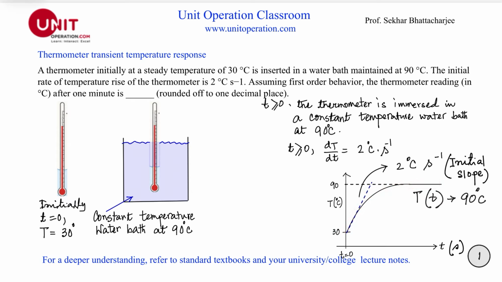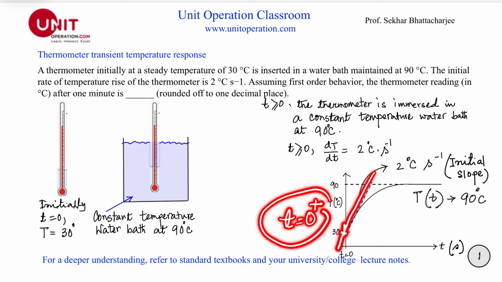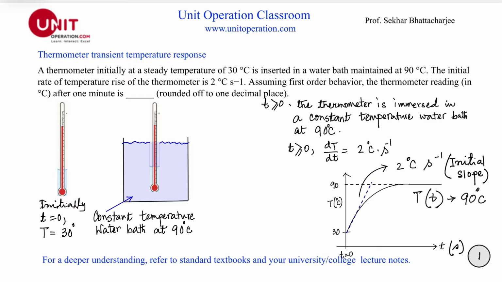So at time t equal to 0, the slope of this curve is what it says, the initial rate of temperature rise, which is dT/dt at time t equal to 0 plus. Immediately after insertion, the slope is 2 degrees Celsius per second. So this is my initial slope. And finally, of course, it will reach 90 degrees Celsius.